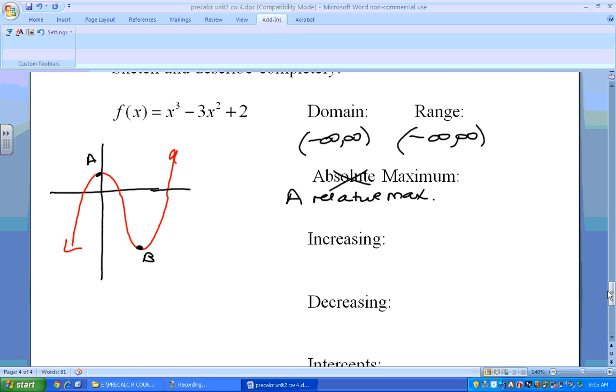So again, you're going to go second trace. You're going to go down to number 4. You're going to scroll your arrow to the left of this guy. Then you're going to hit enter. Scroll to the right, hit enter. And then you're going to hit enter again where it says guess. We're going to use these.